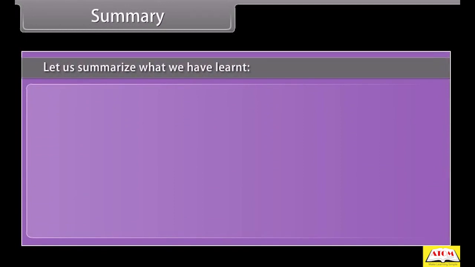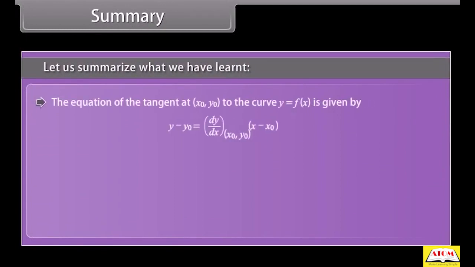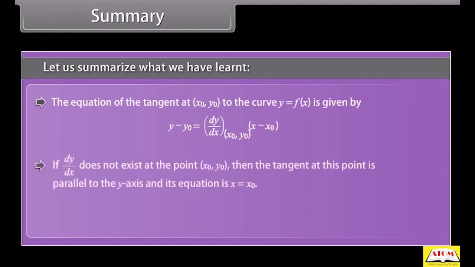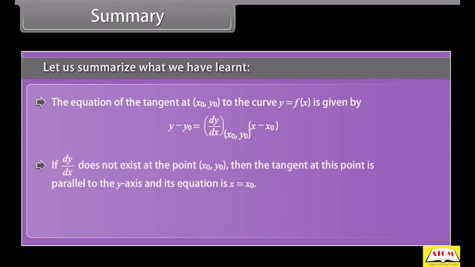Summary. Let us summarize what we have learned. The equation of the tangent at (x0, y0) to the curve y = f(x) is given by y - y0 = dy/dx at (x0, y0) into (x - x0). If dy/dx does not exist at the point (x0, y0), then the tangent at this point is parallel to the y-axis and its equation is x = x0.